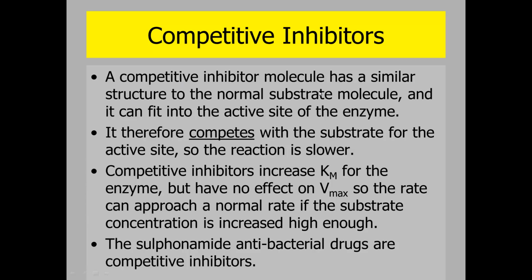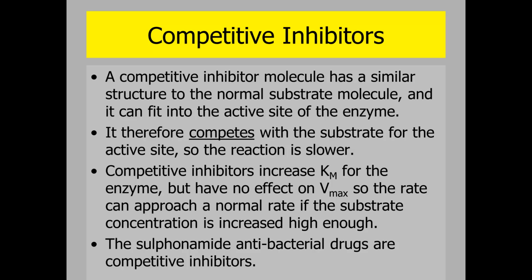So a competitive inhibitor has a similar structure to the normal molecule, and it can fit into that active site of the enzyme. So it's competing with the substrate and slows down the reaction. So what competitive inhibitors do is increase the Km of the enzyme, but they have no effect on the Vmax. So the rate can approach a normal rate if the substrate concentration is increased in a high enough fashion.